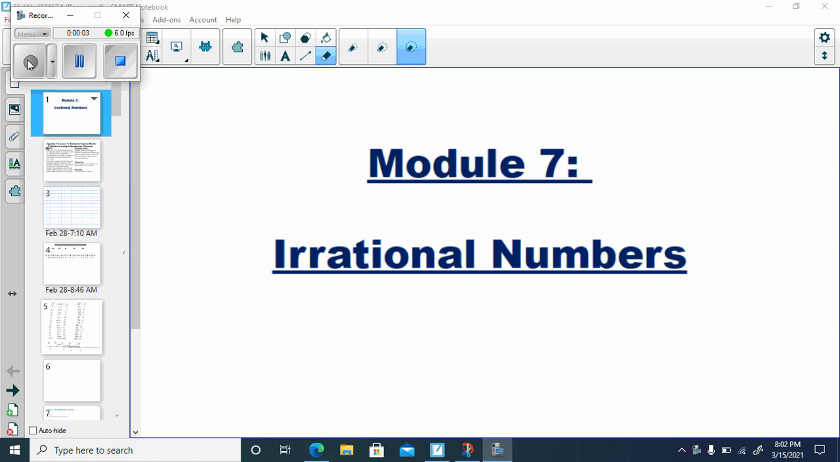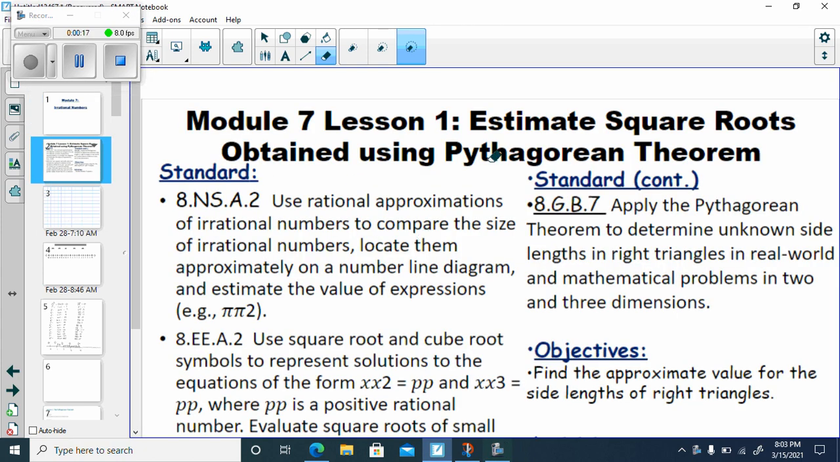This is Module 7. We're going to be talking about irrational numbers. Now for this module, we will not be using a calculator. So unless you get a calculator as some sort of accommodation, you need to learn how to do this without a calculator. This first lesson, what we're going to do is estimate square roots obtained using the Pythagorean theorem.